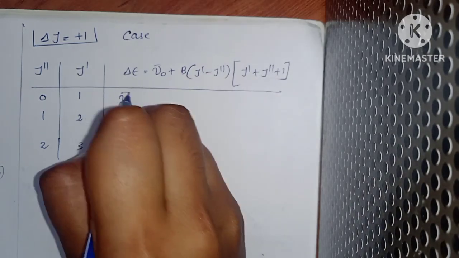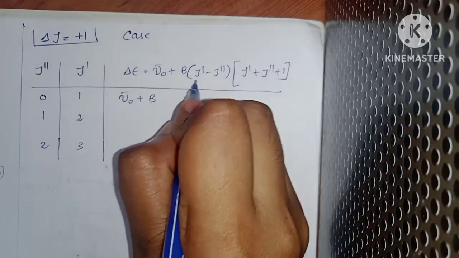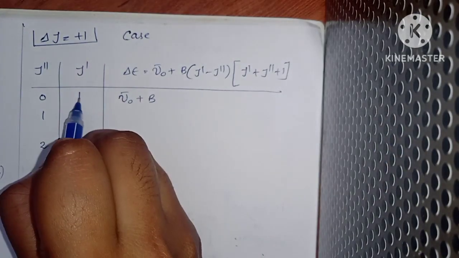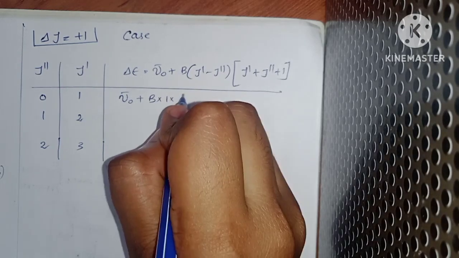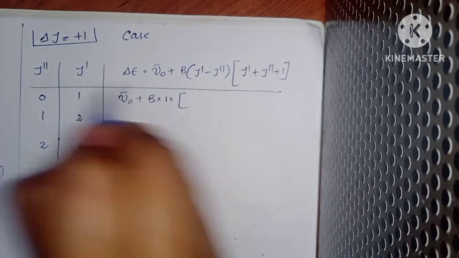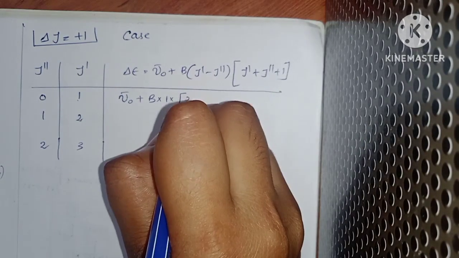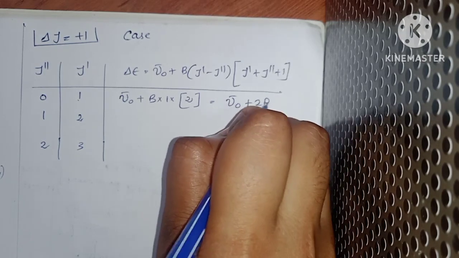Mu bar 0 is written the same. Mu bar 0 plus B into J dash minus J double dash, that means 1 minus 0, that is 1 itself, into J dash plus J double dash plus 1, that is 1 plus 0 plus another 1. So it will be equal to 2. That means we will get mu bar 0 plus 2B.